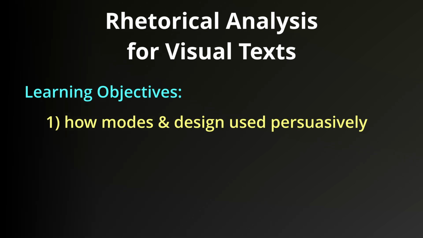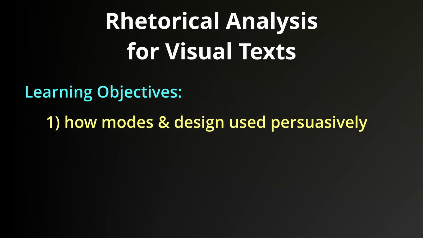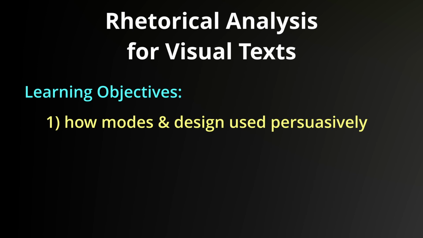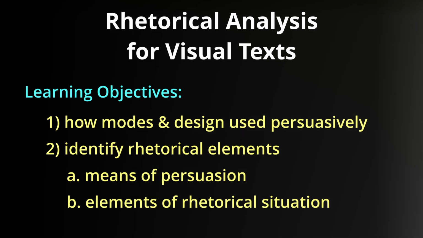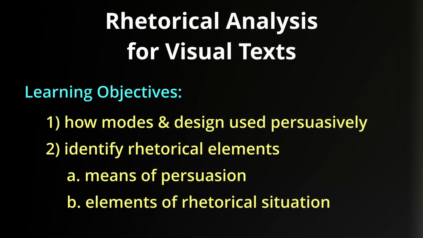To identify how the modes, visual, linguistic, oral, spatial, and gestural, and design elements are used in a text to persuade audiences to believe, to feel, or to act in a certain way. And the second objective is to identify rhetorical elements in a multimodal text. These include seeing the means of persuasion, logos, ethos, and pathos, and the elements of a text's rhetorical situation, and that is its audience, its message, its claim or thesis, its purpose, its exigence, and its author.